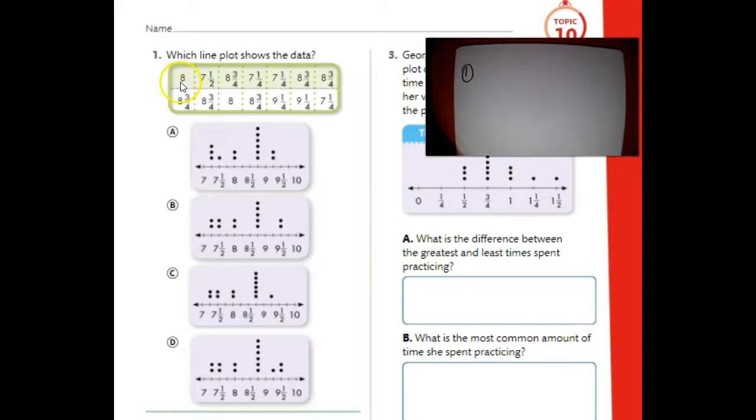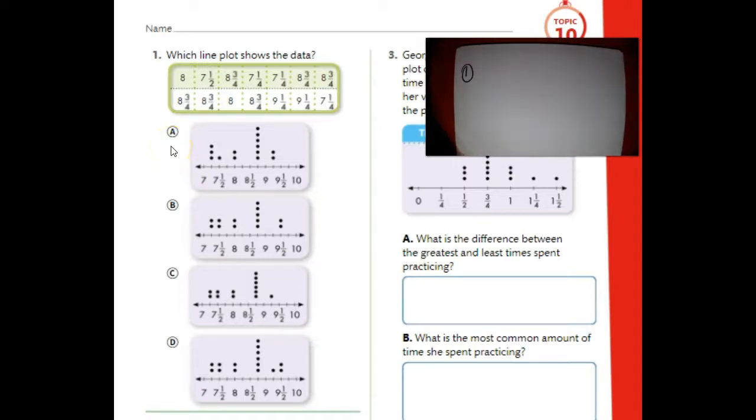So I see that there's an 8 here, there's an 8 there. So I should have 2 dots above the 8. Well, that doesn't help me. Let me go to 7.5. There's a 7.5 here, and there's no other 7.5. So above 7.5, I should have 1 dot. Oop, this one has 2 dots. This one has 2 dots. This one has 2 dots. So look at that, immediately, just process of elimination, I've narrowed it down to option A.